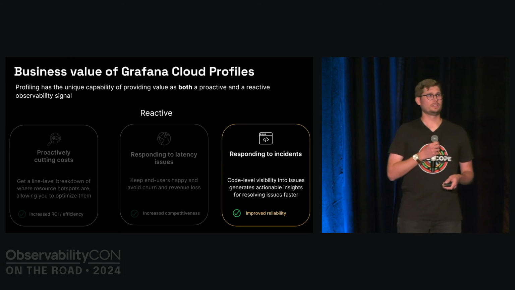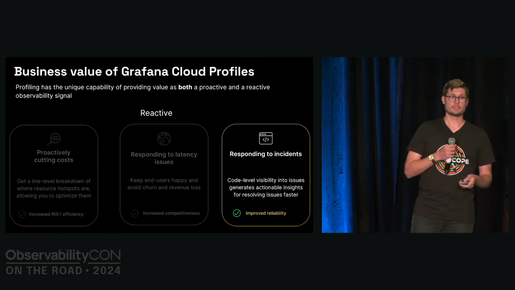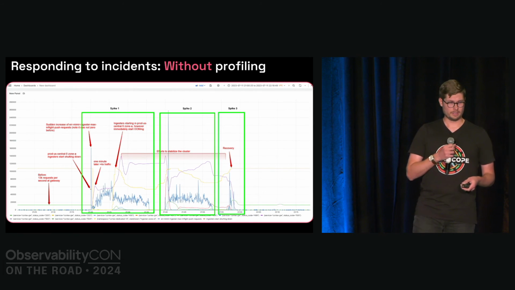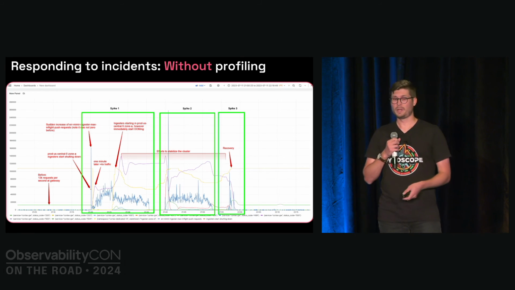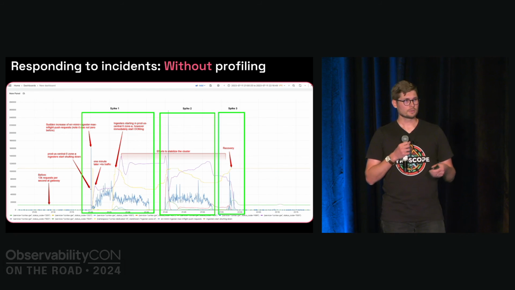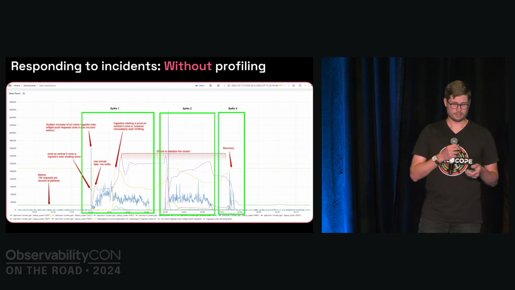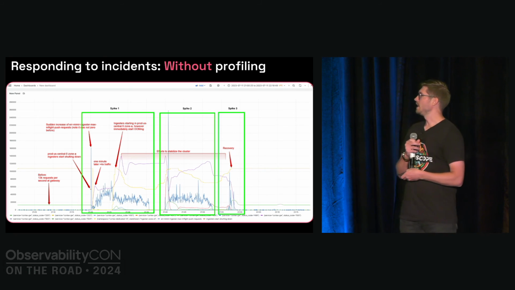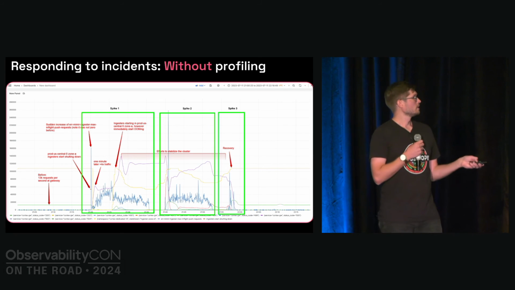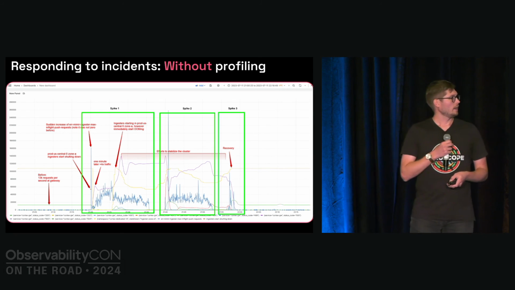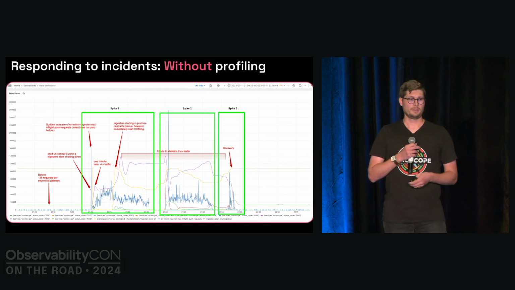Another reactive benefit of profiling is that it allows us to quickly respond to incidents. Here is a breakdown of an incident that happened internally within Grafana shortly after the Pyroscope team joined. And this is when Grafana took a very metrics-heavy approach to responding to incidents. There's a lot going on here, but the takeaway is that this blue line represents a service that's reporting 400 errors right here. And we see this recovery process broken down into three major sections.